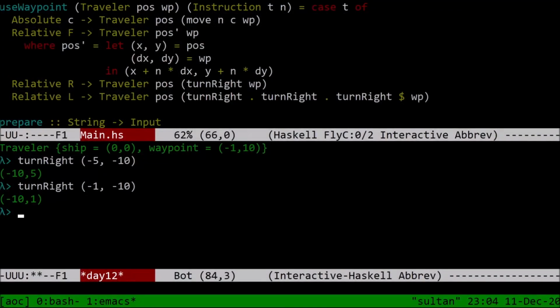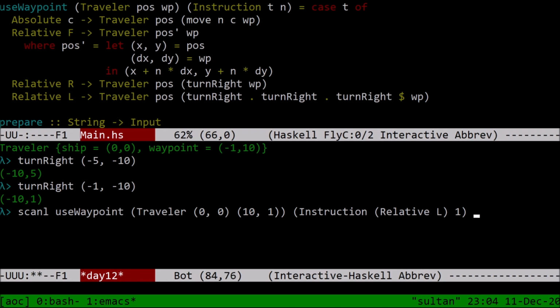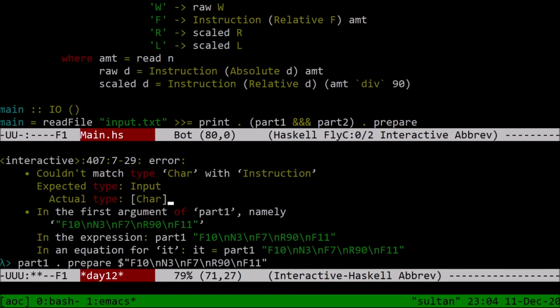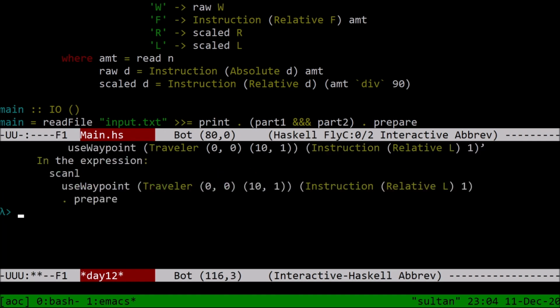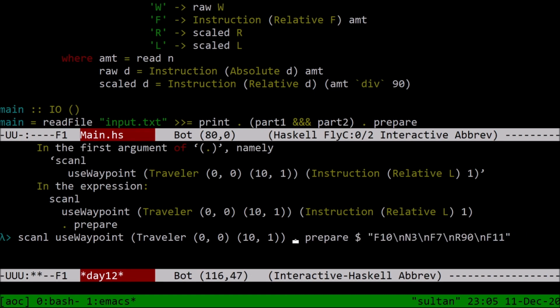Okay, well, one thing we can do is debug it on the original input. What's wrong with this? Scan all is applied to too many arguments. Oh yeah, sure. I didn't remove the first instruction we were using.